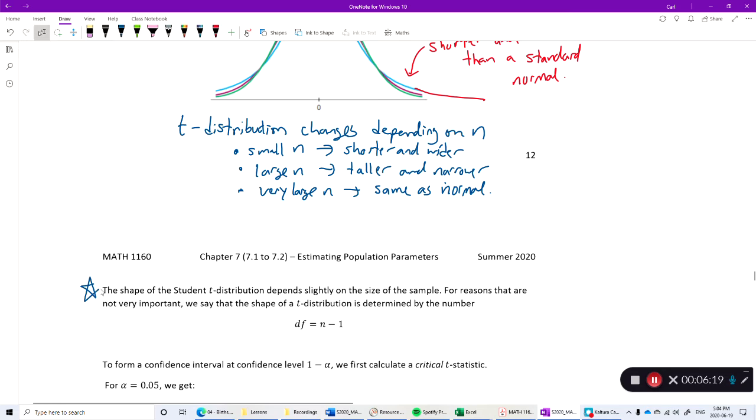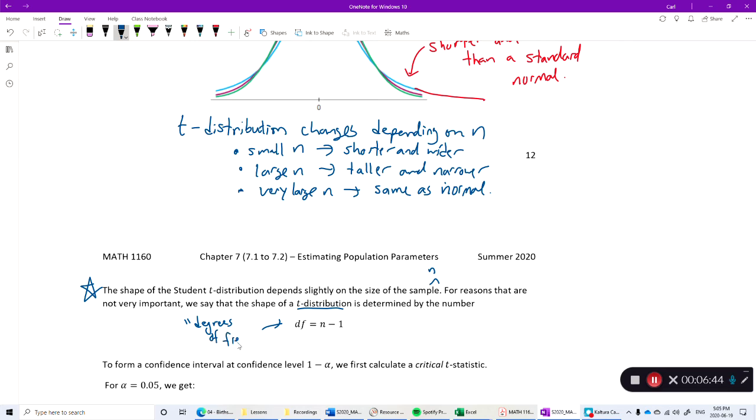I said a couple of these things already. The shape of the student t distribution depends slightly on the size of the sample n. For reasons that are not very important for us, we say that the shape of the t distribution is determined by this number df, n minus 1. And df stands for degrees of freedom.